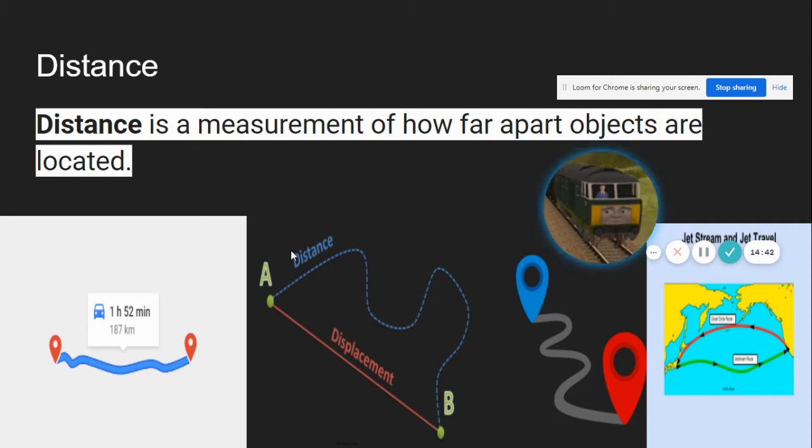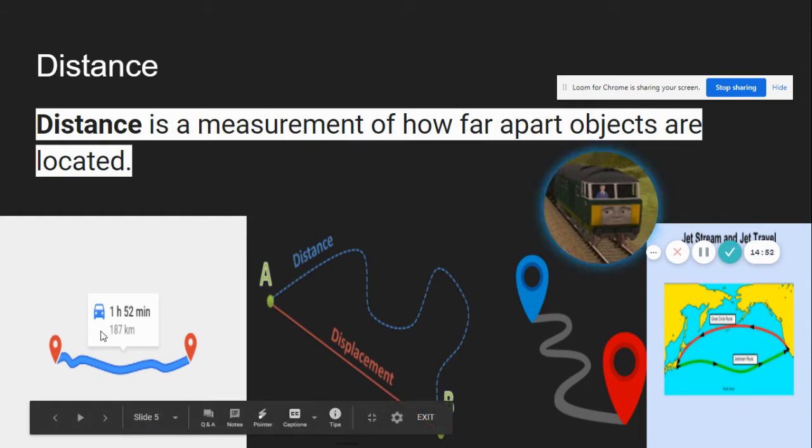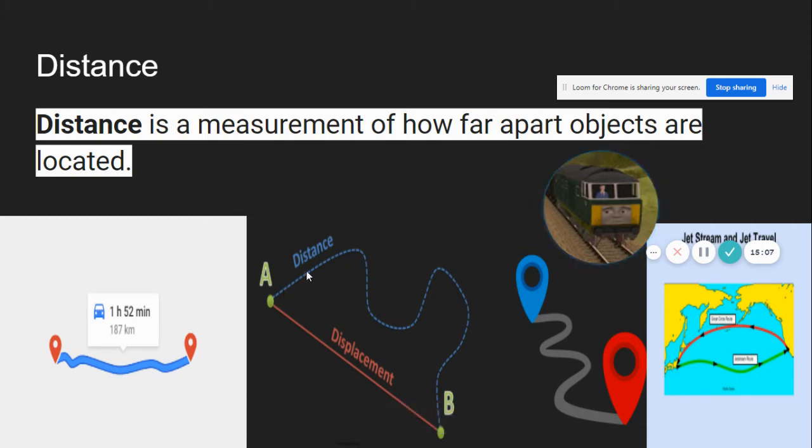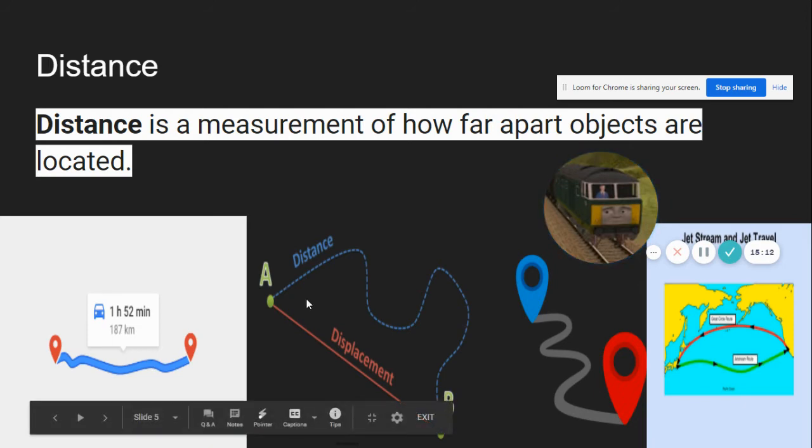All right, so distance is a measurement of how far apart objects are located. For example, an hour and 52 minutes for 187 kilometers. This is the location all the way to the location that is sent to. The distance is shown by the dashed lines, from A to B. I'll have to go through this path, go around, and finally get to B.